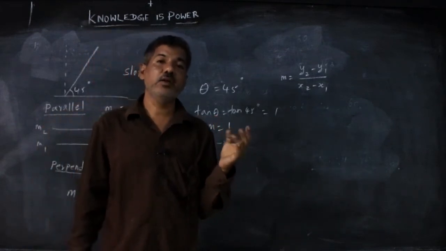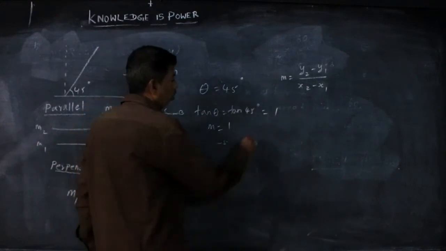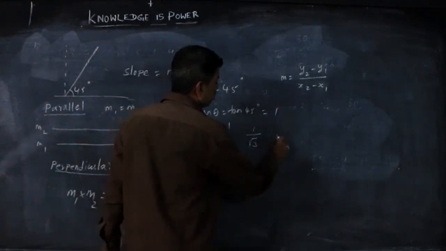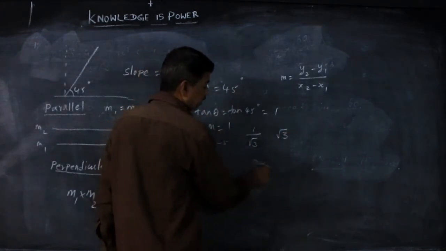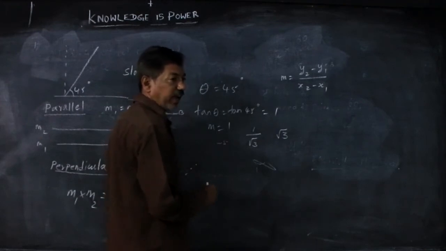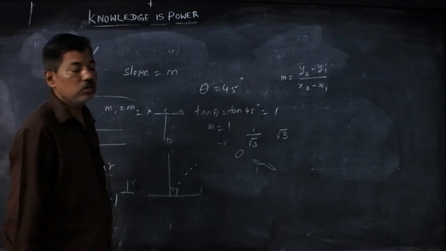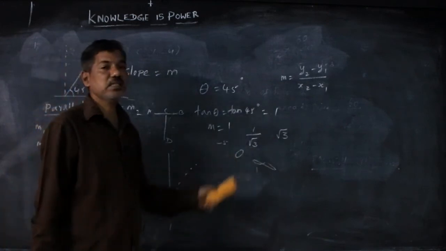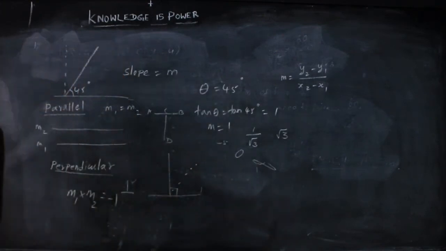Tan 30 is 1 by root 3. Tan 60 is root 3. Tan 90 is infinity or undefined. Tan 0 is 0. These are all things you have to recall from the previous section. So based on this, we can do certain sums.